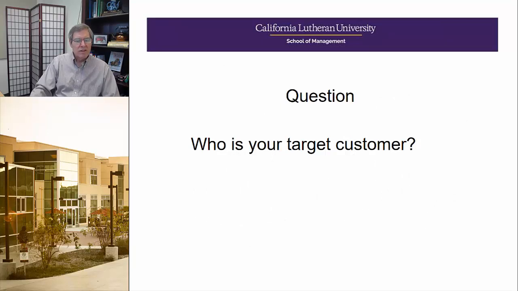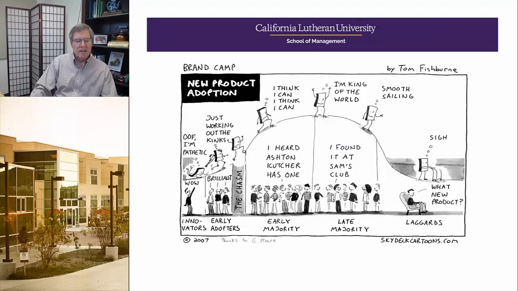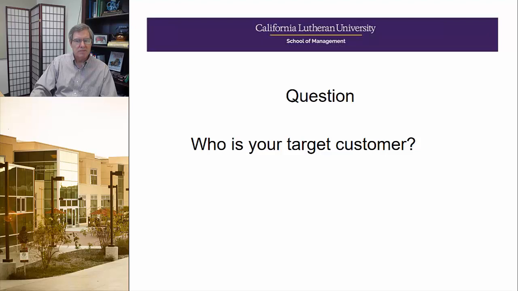So question, who is your target customer? Is it an innovator who wants a brand new, unique product? Are they early adopters who have seen it arrive in the marketplace? It's got good reports from the innovators. Is it the early majority, the late majority, or the laggards? Which market space are you targeting for your customers?